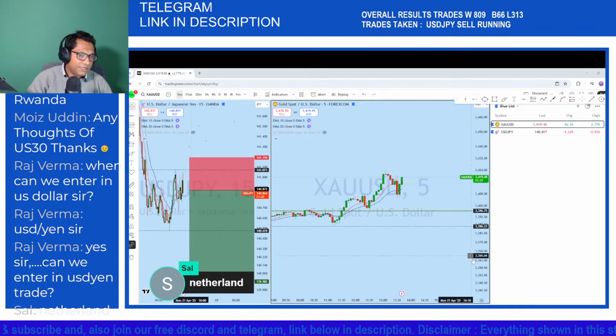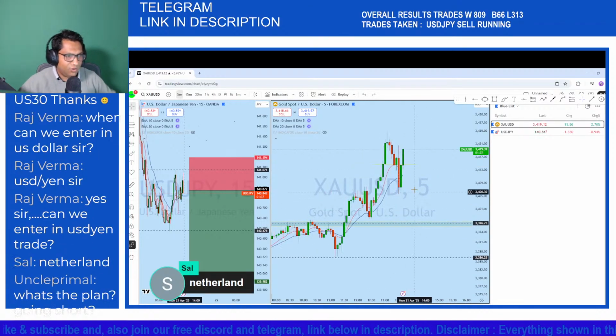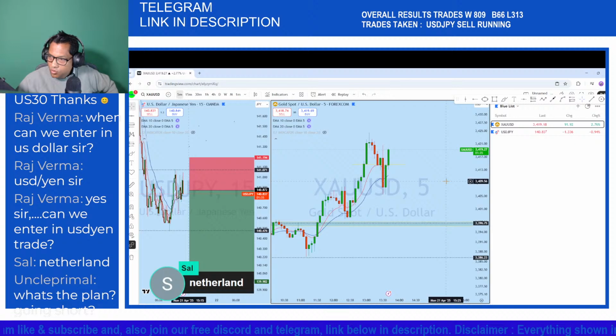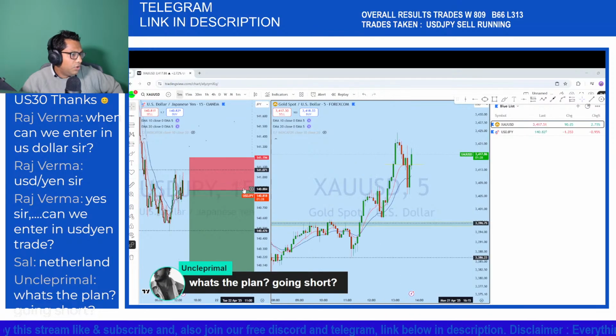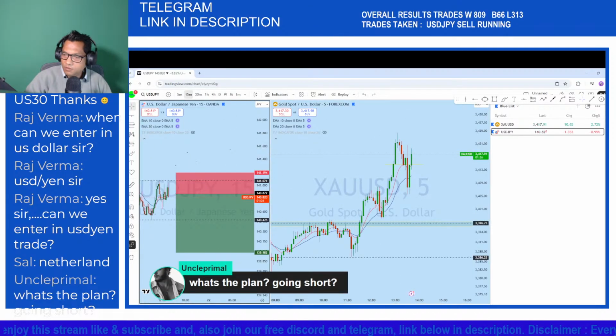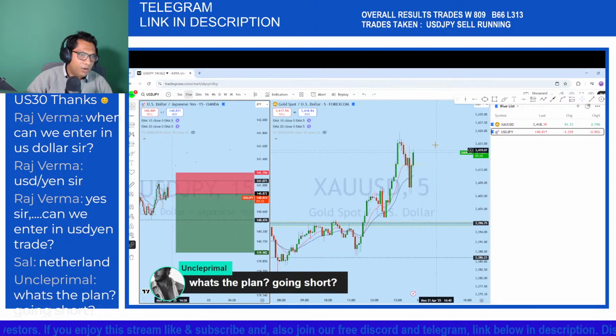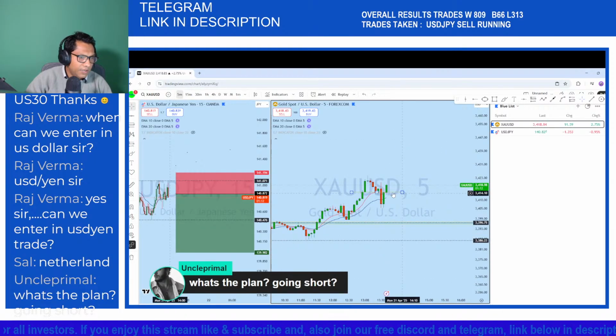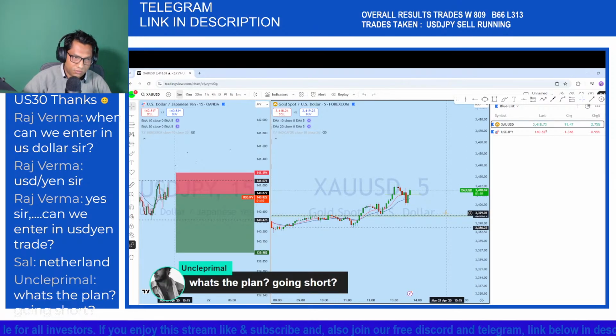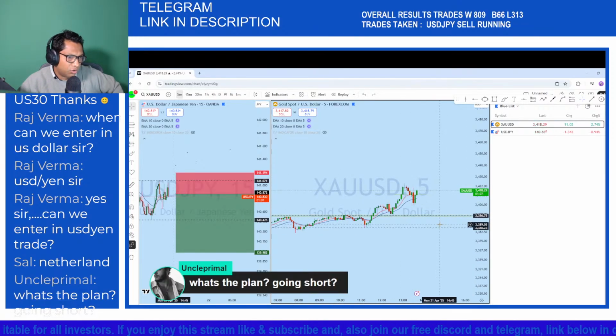Now in this area here, XAU USD, what is the plan, going short for gold? No, we are already short on dollar yen, which has just entered into the profit zone. Gold trade, we have closed the bullish trade, 171 pips. Now in this area, it's again moving back up. We don't have any plan for short.